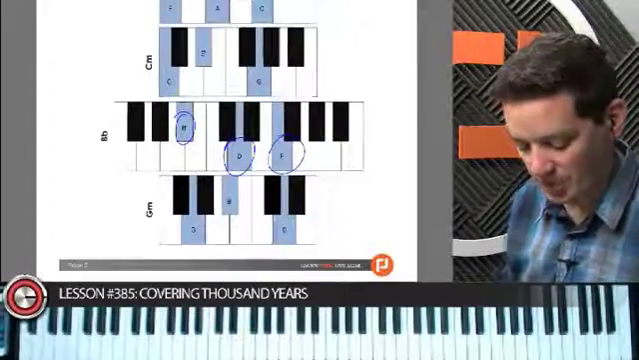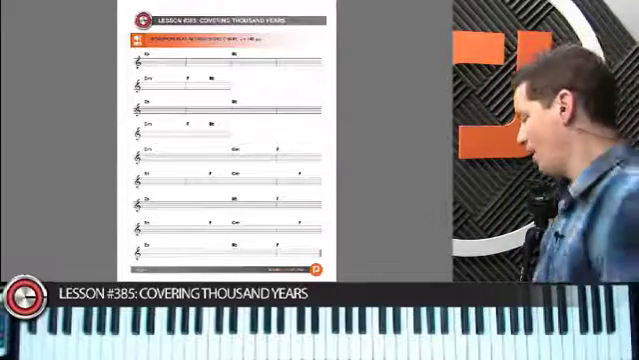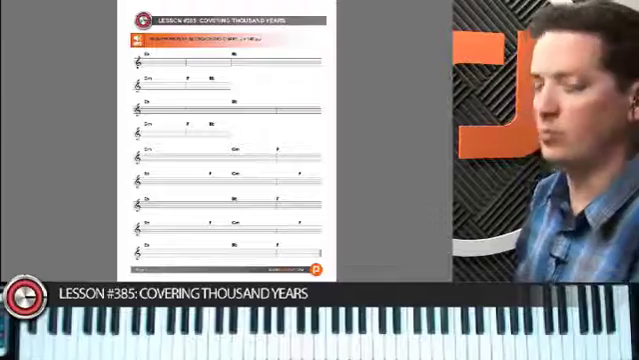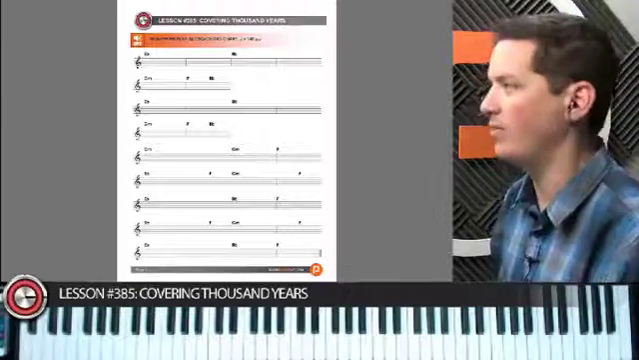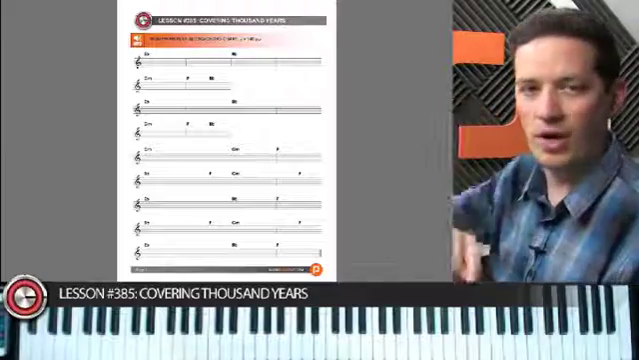Now the biggest thing about this song is that it's in 6/8, so you need to make sure that you give the feeling of a 6/8, which is 1, 2, 3, 4, 5, 6. Most important notes there are going to be the 1 and the 4.